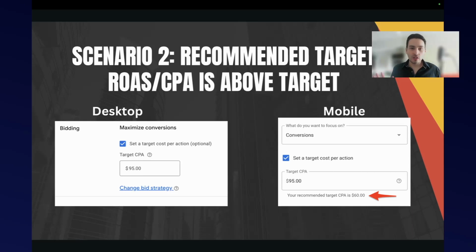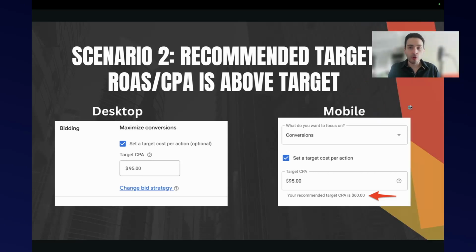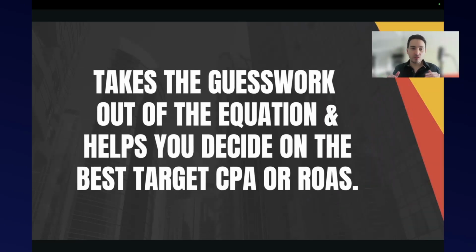So I'm always on the lookout. I'm always going into my campaigns. Anytime I'm doing an optimization, I open that account in the app if I have a target CPA or a target ROAS, and I check, what does Google think I can do? And then I make decisions accordingly. So this really takes the guesswork out of the equation. It helps you decide on the best target CPA or target ROAS for your account. So give it a try. Like I said, on the next optimization you're doing on an account, open the app, check what the recommended target CPA or target ROAS is, and then make decisions based on that.